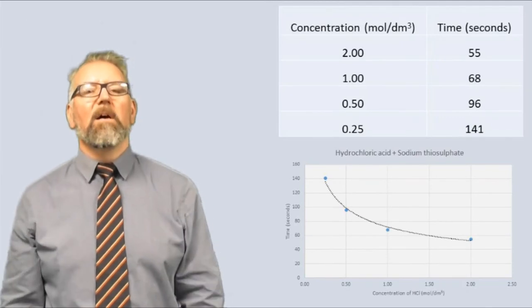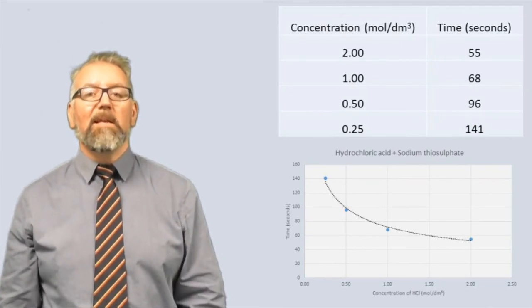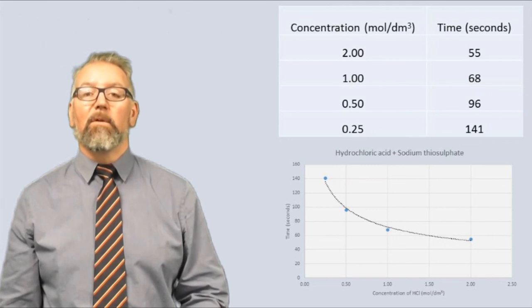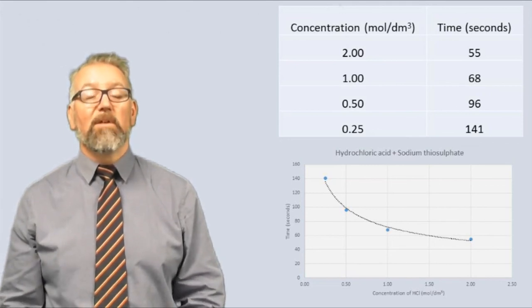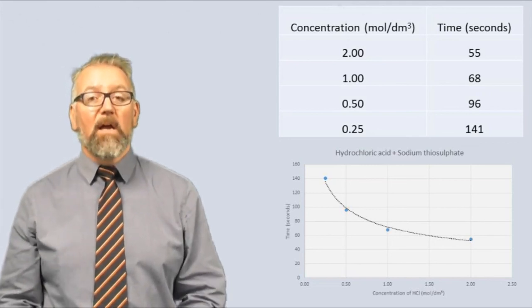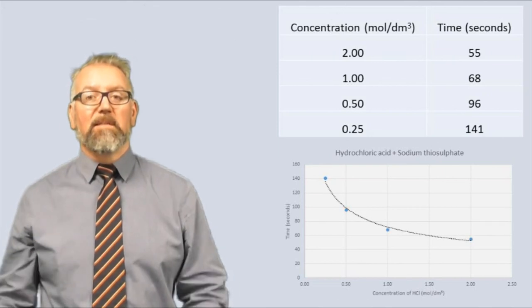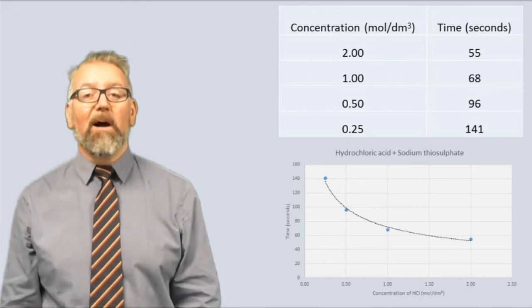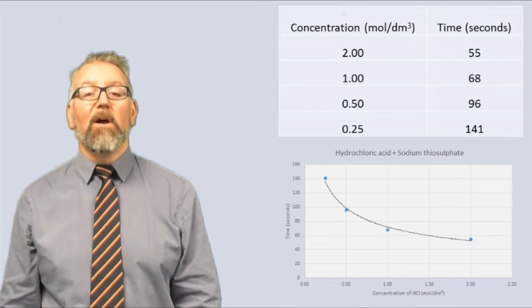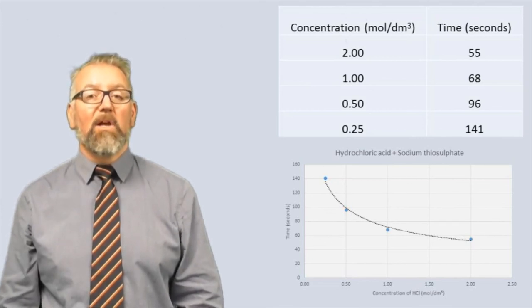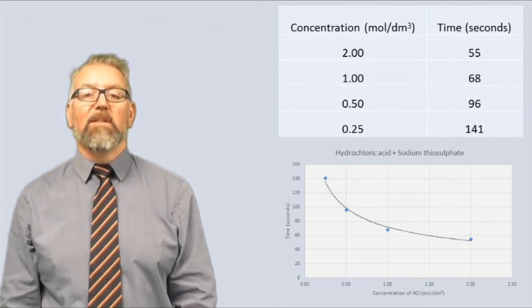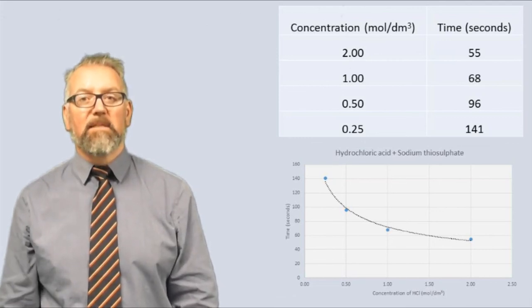If we have a look at our results table, we can see that as our concentration decreased, the time it took for the reaction to occur increased. If we look at this as a graph, using the concentration on our x-axis and our time on our y-axis, we can see that as the concentration increases, the time for our reaction decreased.